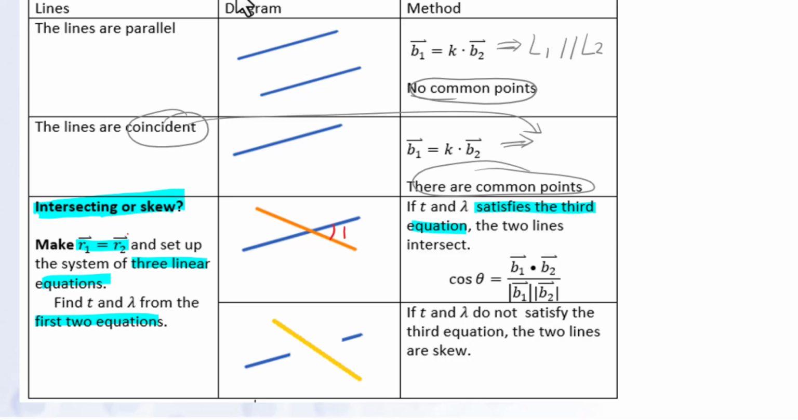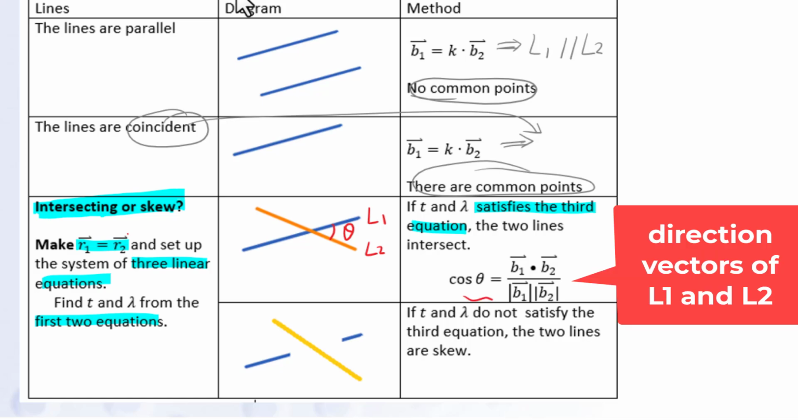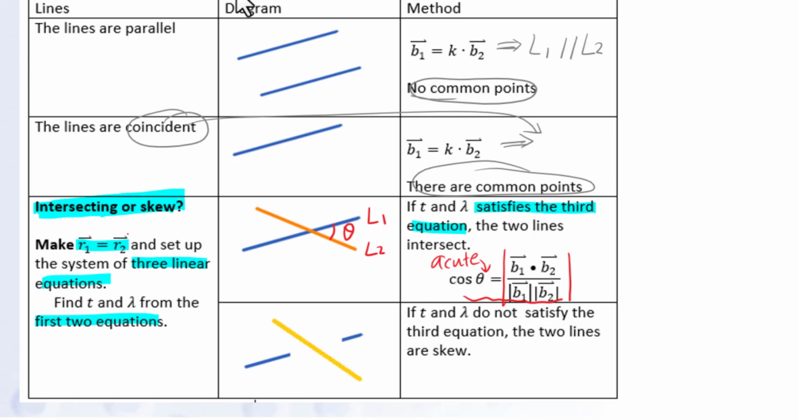The angle between L1 and L2, this will be the formula. If you want to get an acute angle for theta, you need to put the absolute value in this formula. If t and lambda do not satisfy the third equation, the two lines are skew.